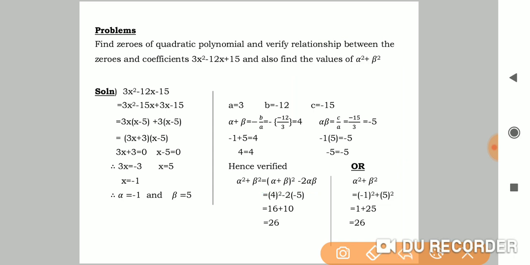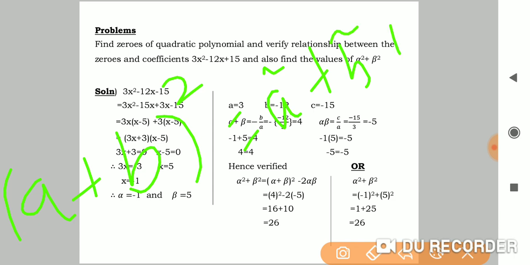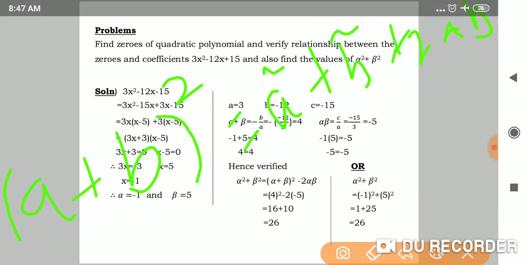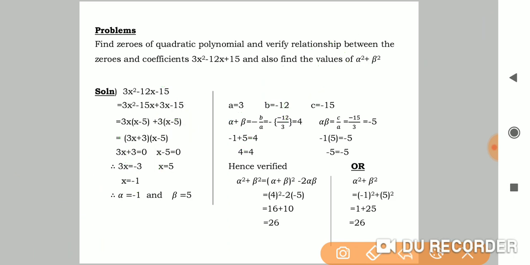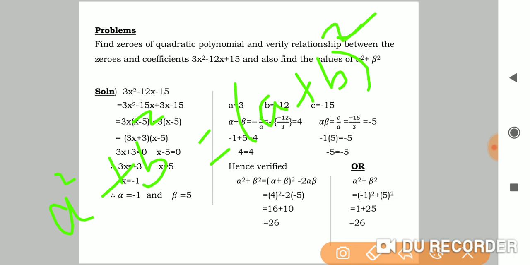2 alpha beta. Suppose a plus b whole square can be written as a square plus b square plus 2ab. But we need only a square plus b square. In order to cancel that plus 2ab, we need to write here minus 2ab. This minus 2ab and plus 2ab will be cancelled, and you will be retained with a square plus b square.